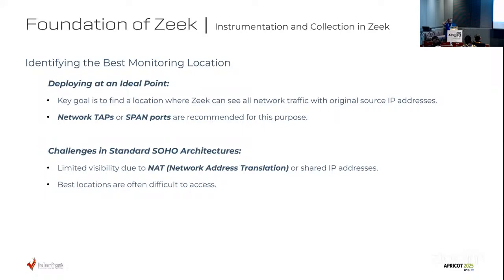Identifying the best monitoring location. Before you get to the ideal point, definitely your server has to have a single, dedicated IP, and you need to place it in a way that you can get the original IP from your source, like before the NAT is happening. Because if you place it after the NAT, you won't be able to get any local IPs. You will only get the real or public IP of your NAT system.